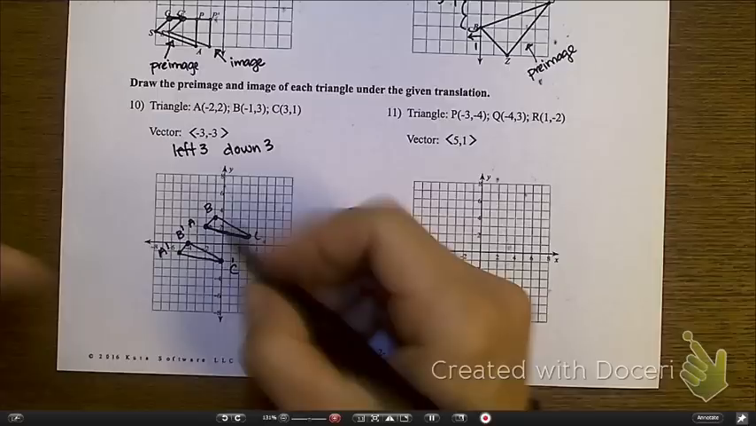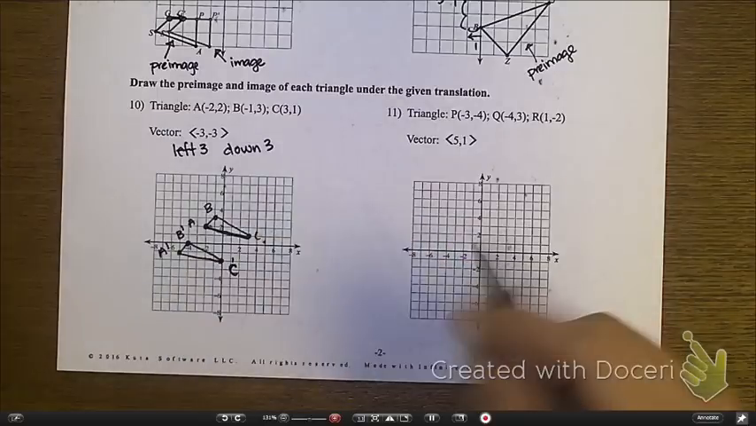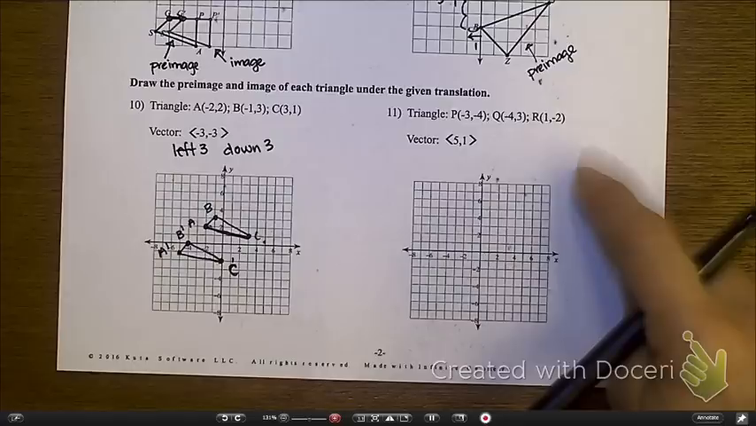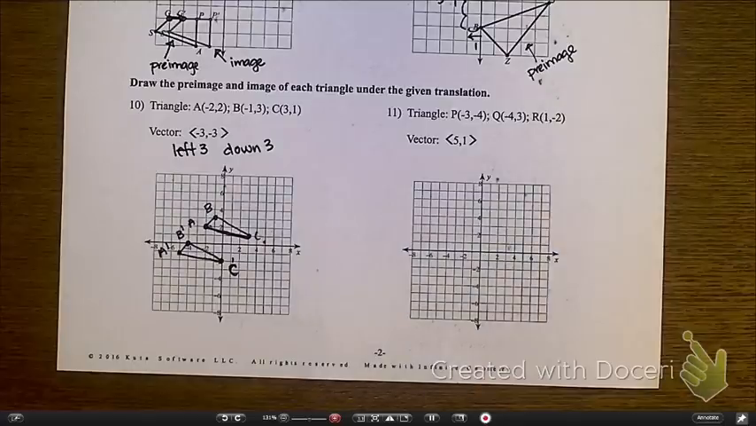Okay. All right, you guys go ahead and try number 11. Pause so you can work on it, and check your work when you are ready.